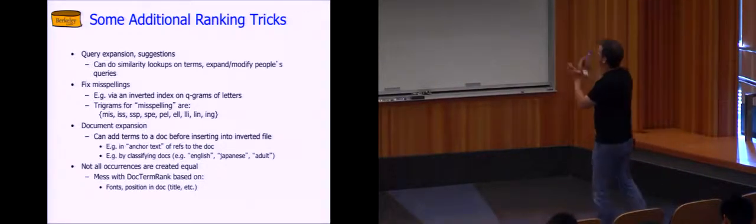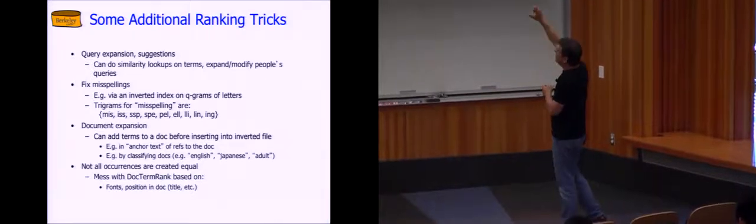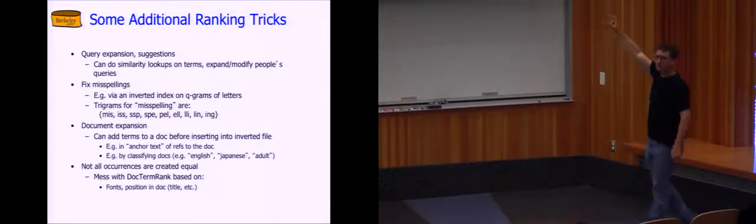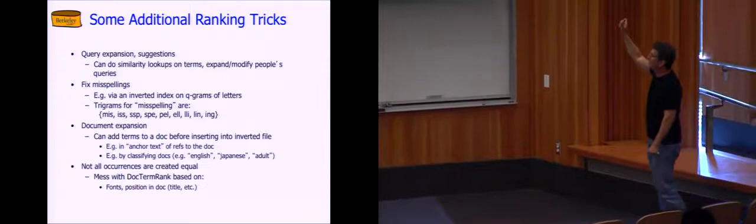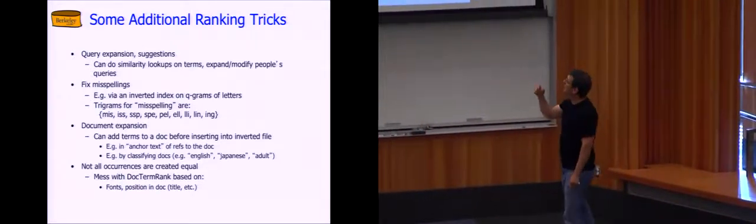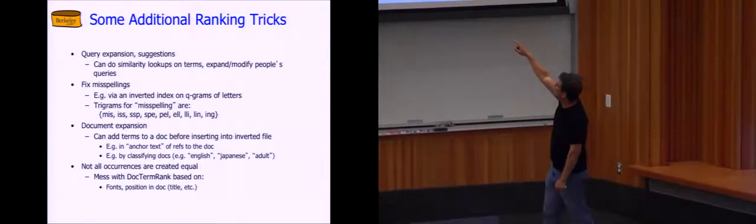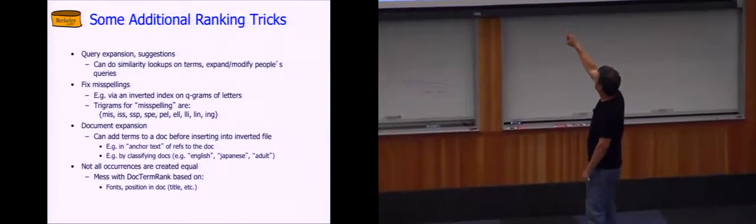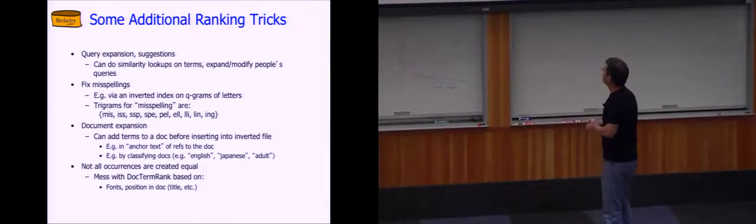Right? So you can expand or modify people's queries. You can fix misspellings, and we talked about this in a previous lecture. You can use q-grams of letters instead of n-grams of words. Right? So you can index things on these trigrams of letters.